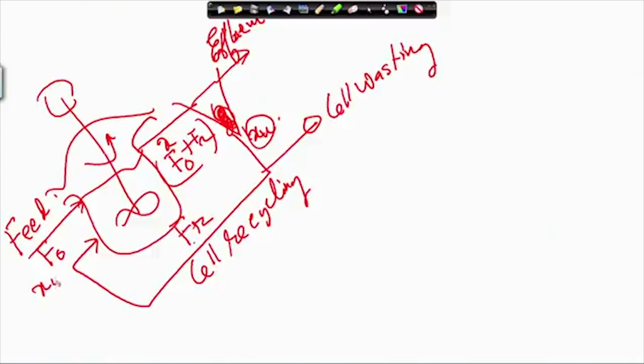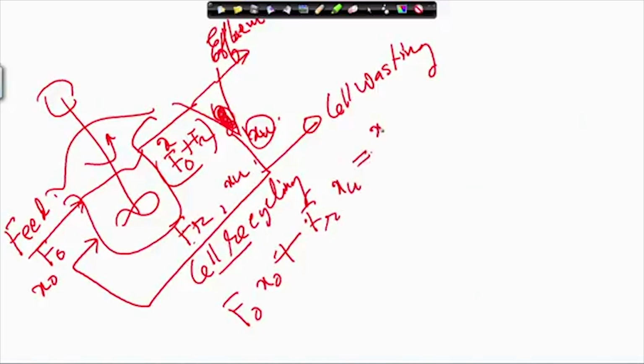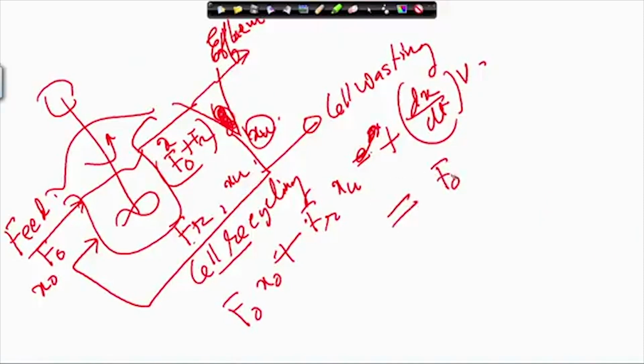Am I right? So, what is the cell that is going in? If we assume this is X0, we can write F0 into X0 plus this is recycling, this is also XU, plus Fr into XU. This is equal to what? Plus there will be some generation, the rate of growth of the cells inside the system, into V. This will be equal to F0 plus Fr into X. We can write like this.